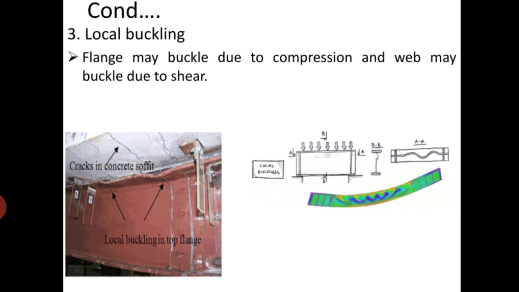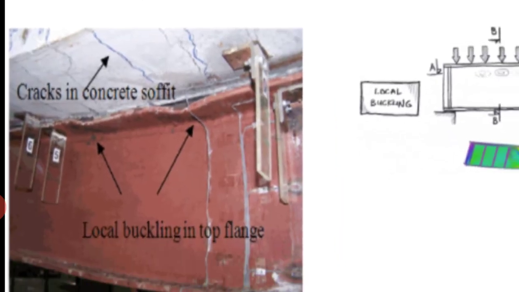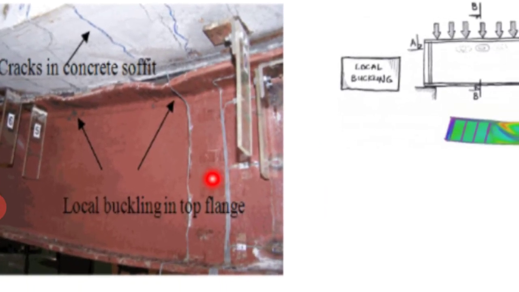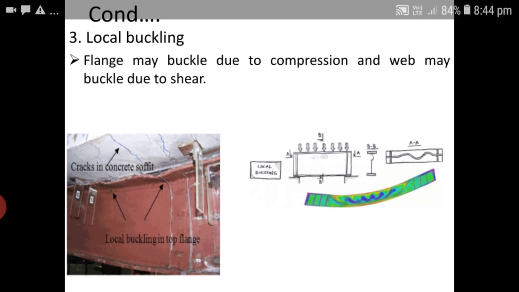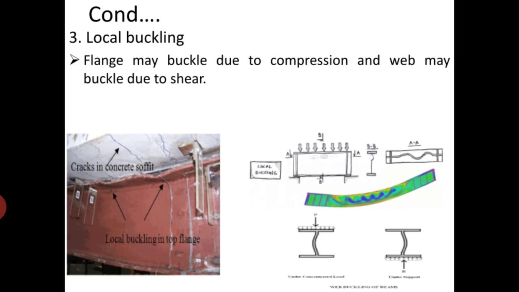So look at this picture. In this picture, local buckling in the top flange of the beam has taken place. See, the flange has buckled like a sinusoidal wave. The waves are formed like this. You can call them ripples. And the web also buckled. This failure we call a local buckling failure.